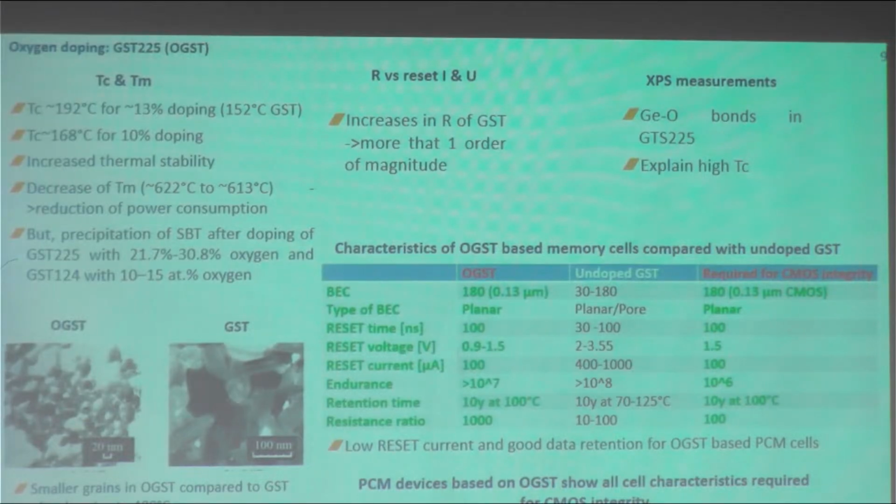And also here, to understand the high thermal stability of this GST with oxygen, we can make XPS measurements, and we can see the formation of germanium oxide bonds. And this also explains why this amorphous phase is stable, because for crystallization you need to break these bonds.